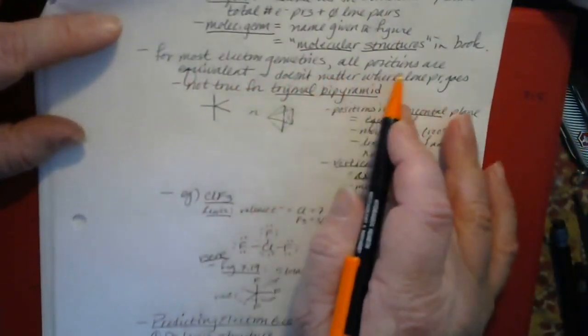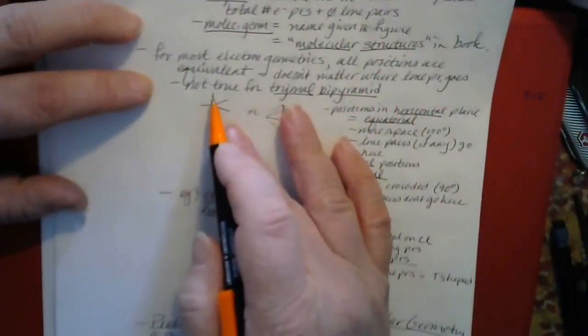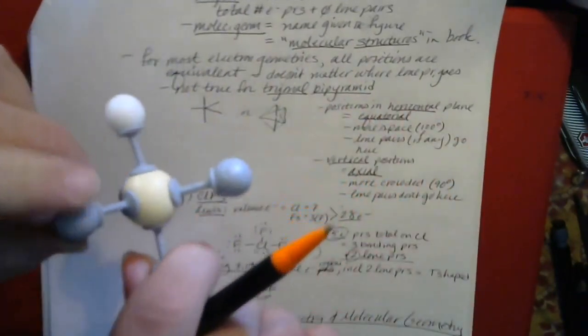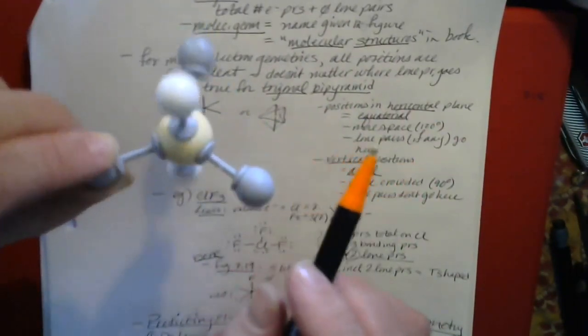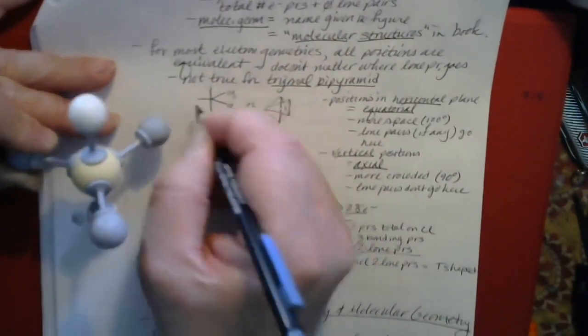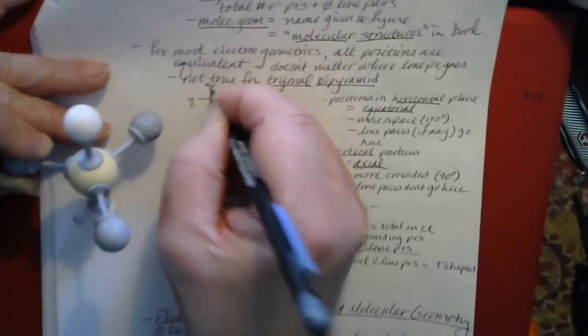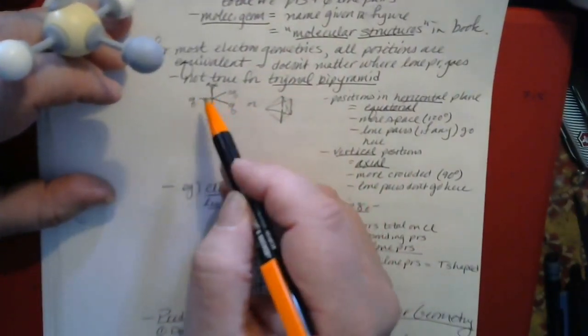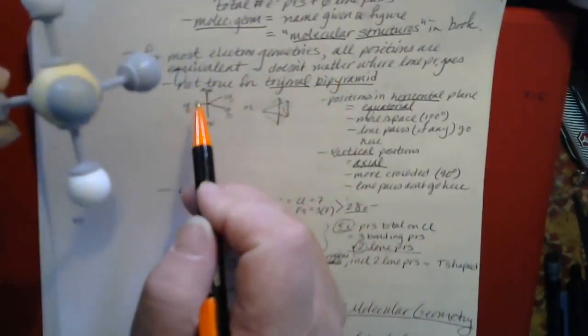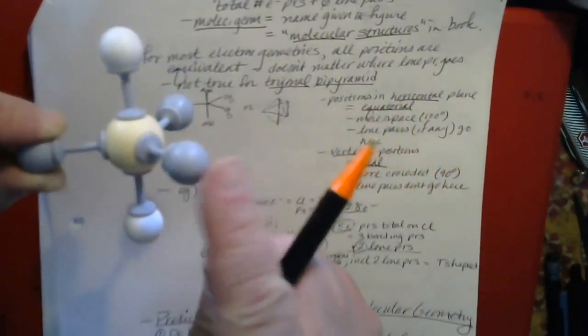So for most electron geometries, all of the positions are equivalent with each other, and it doesn't matter where the lone pair goes, but that's not true for trigonal bipyramid. As I mentioned before, in trigonal bipyramid you have 2 types of positions. You've got the 3 atoms that are 120 degrees apart from each other, which we normally draw horizontally, and those are known as equatorial positions. The way we usually draw it on paper, it would be equatorial, equatorial, equatorial, and then axial would be directly up and down. And the molecule, as I've drawn it on the paper, is basically this. The equatorial positions are 120 degrees apart from each other, which gives them more space.